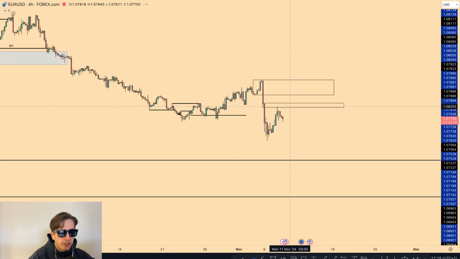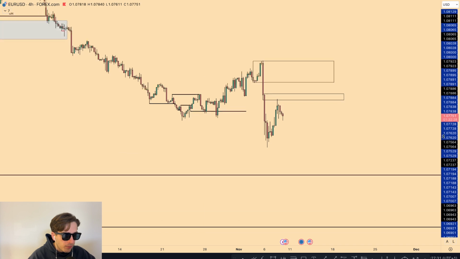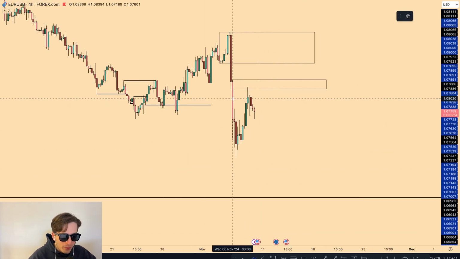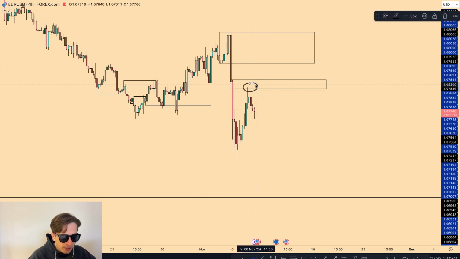Now yesterday what I mentioned was that we had two areas of potential supply. The two potential areas of supply, and sometimes I have to look for my mouse, so sorry guys, are over here and over here. So as you can see, the initial reaction has already come.